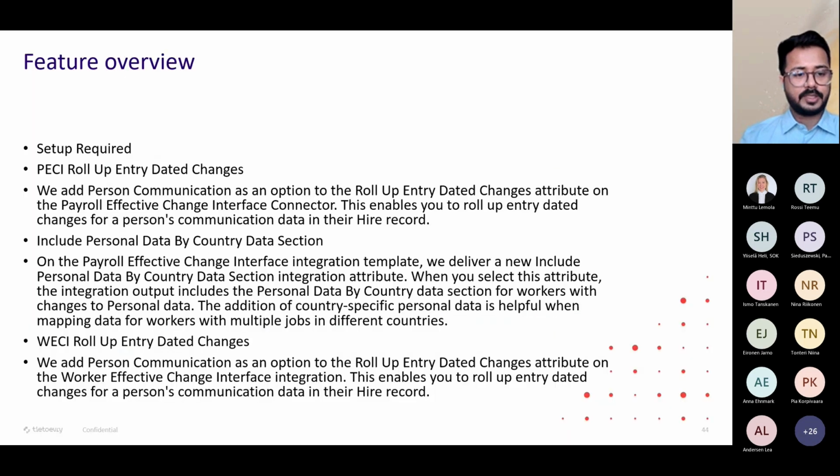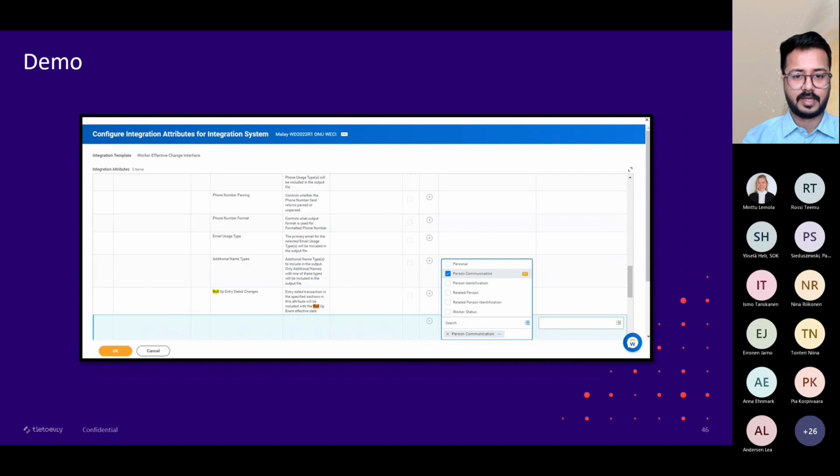The same is true for the VG. Even for the VG, Workday has added roll-up entry dated changes, and it would be the same as in PG. I've also taken a screenshot for that. You can find it here. If you want to dive into VG and do the configuration, it would be similar to PG.